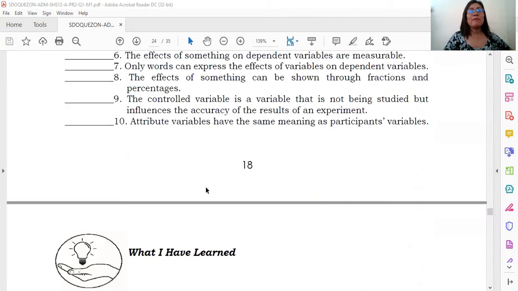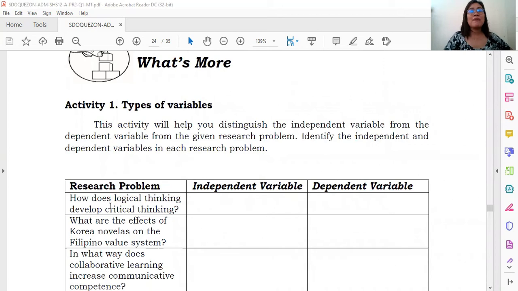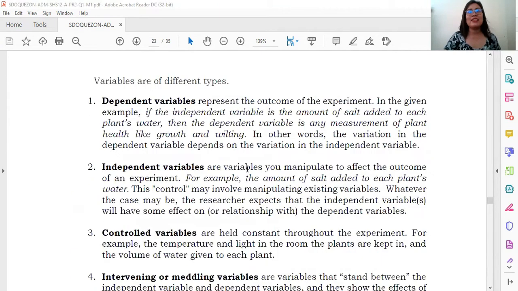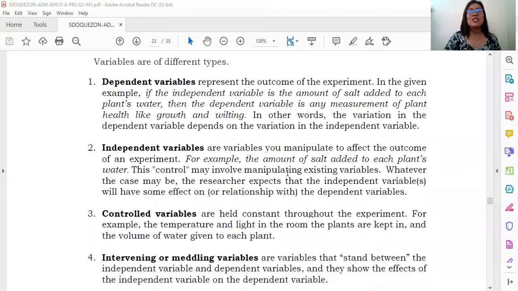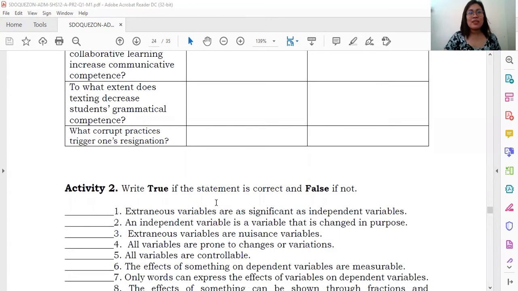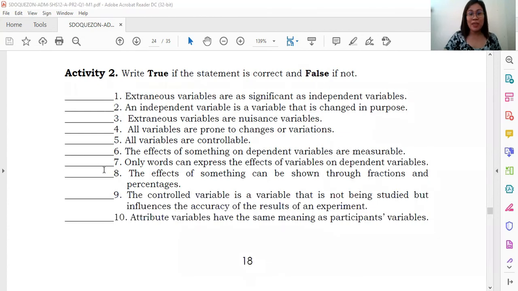For What's More, on page 18, you will have to write what is the dependent or independent variable in each research problem presented. Depending on your understanding of the definition of independent and dependent variable on page 17, you'll be able to answer these questions. So let's now go to activity 2. You'll just have to write true if the statement is correct and false if it is not. You will base your answer on the discussion given to you on page 17.